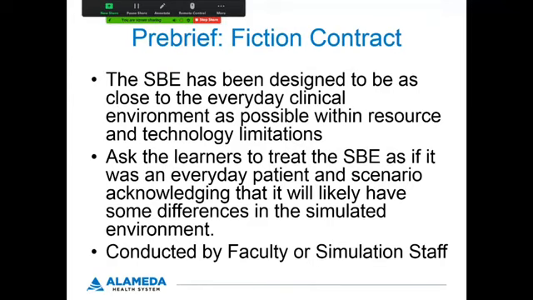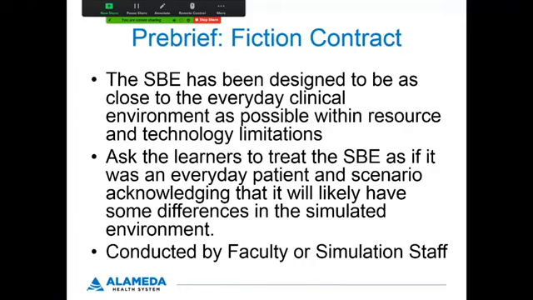The next part of the pre-brief is talking about what's known as the fiction contract. The fiction contract is where we acknowledge that this is a simulation, done in a simulated environment, and that there will be differences between the clinical environment that they function in every day and what is going on right now in the simulated environment. So we acknowledge that we try and make it as close to their everyday experience as possible within the constraints of resources and technology.